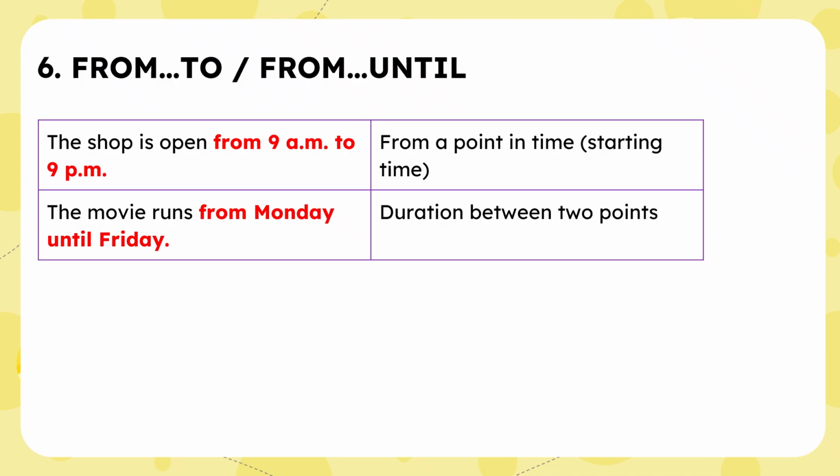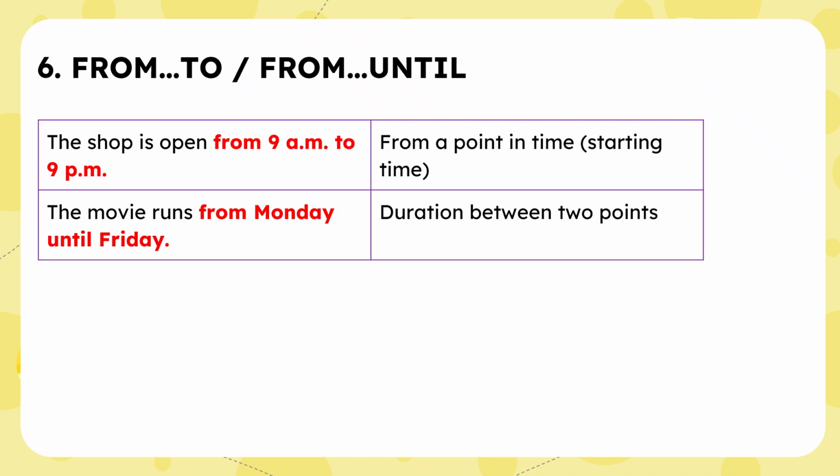The next one is from to and from until. From to, from a point in time, it is the starting point. For example, the shop is open from 9 a.m. to 9 p.m. So for the duration, you will see the timing, the starting time. The shop is open, the timing is 9 a.m. to 9 p.m. And from until shows the duration between 2 points.